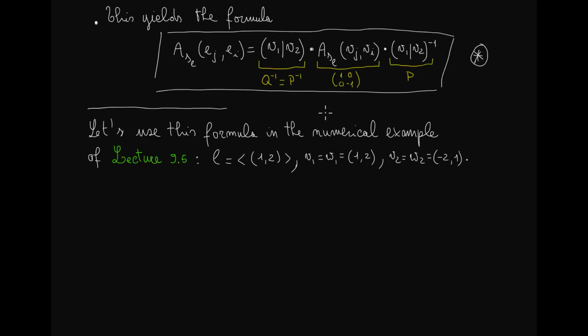We now use this formula in the numerical example that we consider in lecture 9.5. In that example, the line L was generated by the vector 1, 2, and the choice of the clever basis that we made was to let V1 equal W1 equal 1, 2, and V2 equal W2 equal negative 2, 1, which is an orthogonal vector to 1, 2.